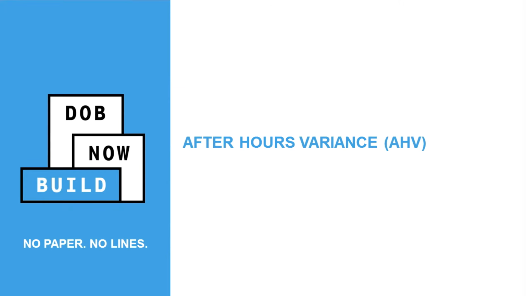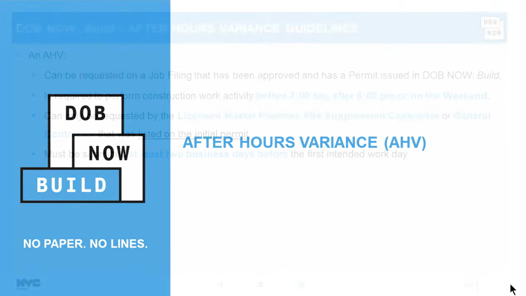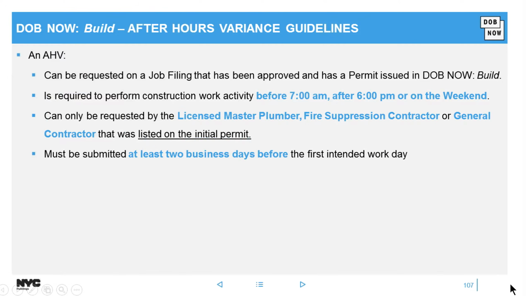While we're talking about work permits, I'm going to go on to AHVs. You need an AHV permit if you're doing work before 7 a.m. but after 6 p.m. or on the weekend. It can only be requested by the licensed master plumber, fire suppression contractor, or general contractor that was listed on the initial permit. And we ask that you make this application at least 2 days before your first intended work day.